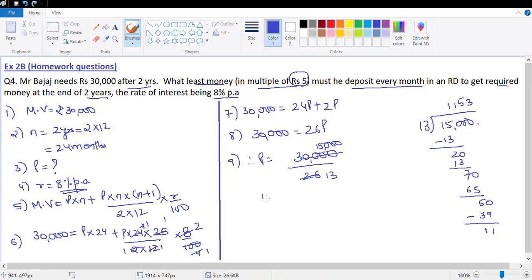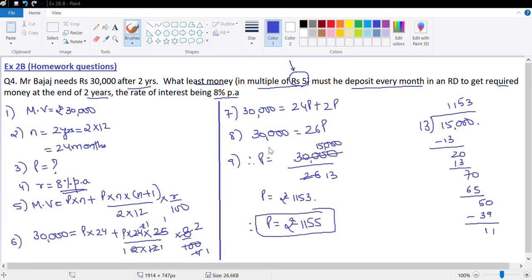So what we have is P is equal to rupees 1153 point, right? That's what we're looking at. The question says we need to give this in multiples of 5. Therefore, principal is equal to rupees 1155. This is the least amount of money that he needs to deposit every month so that he gets 30,000 rupees after 2 years. Perfect. Let's look at the next question.